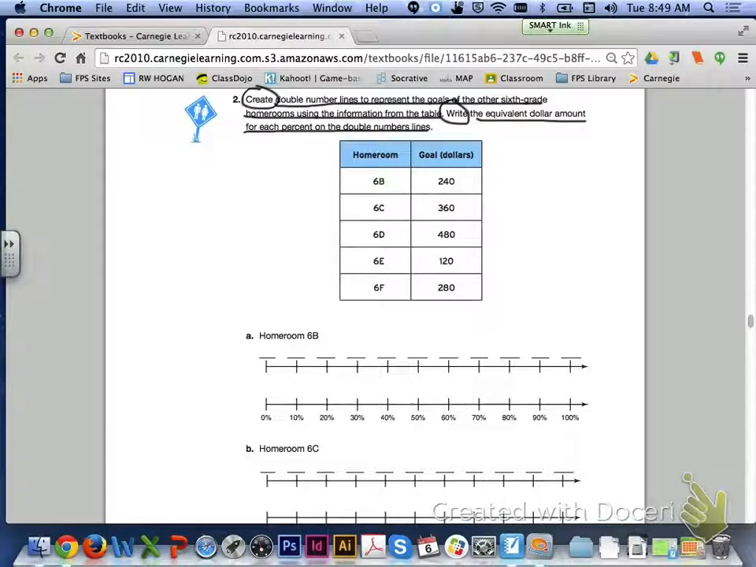Let's skip over to page 425 and take a look at number 2. It says create double number lines to represent the goals of the other 6th grade homerooms using the information from the table. Write the equivalent dollar amount for each percent on the double number lines. I only want you to do letter A and letter B, so you are only going to be focusing on homeroom 6B for letter A and homeroom 6C for letter B. So go ahead and do those two with your group members.